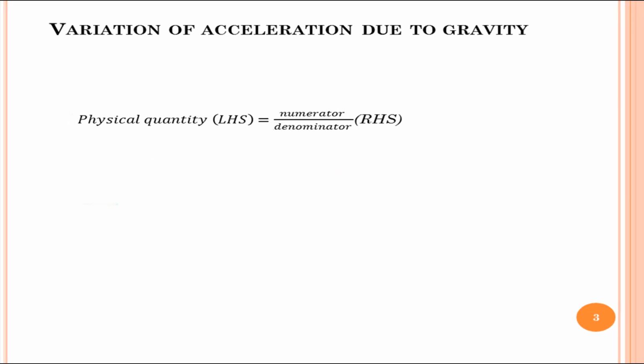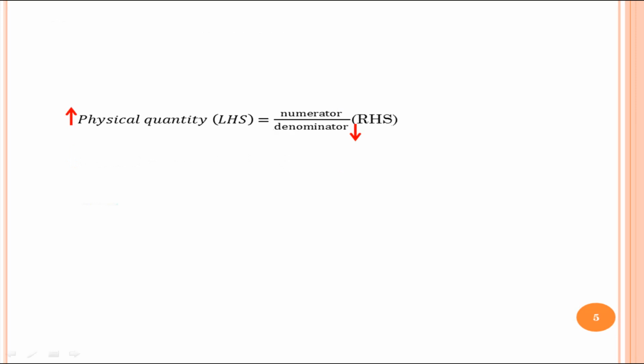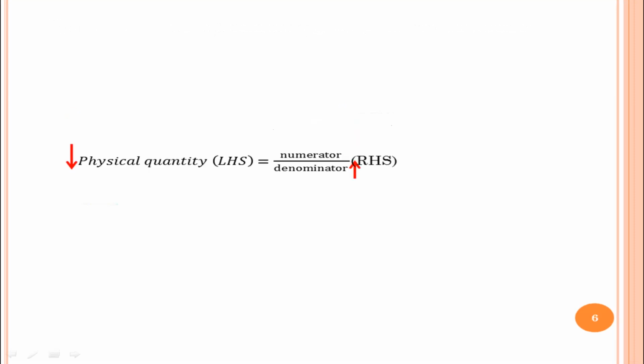But the denominator quantity works exactly opposite to this. That is, if the denominator quantity decreases, then the quantity on the left hand side will increase. Whereas if the denominator quantity increases, then the quantity on the left hand side will decrease. This kind of relation is called inversely proportional relation. Therefore, the quantity on the left hand side is directly proportional to the numerator and inversely proportional to the denominator.